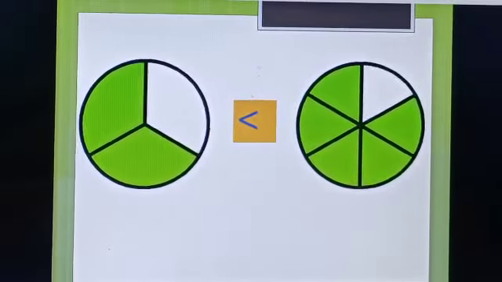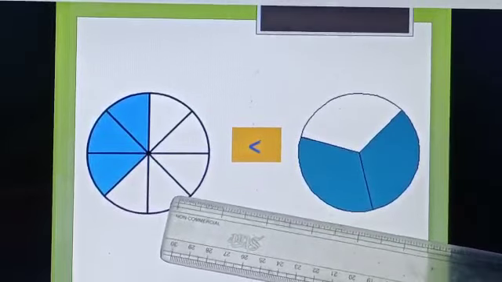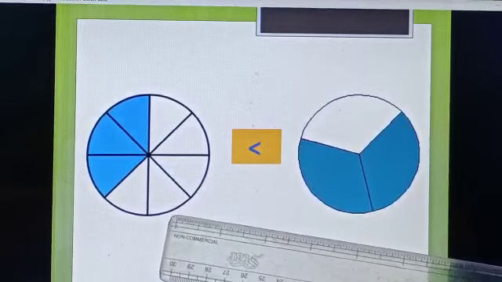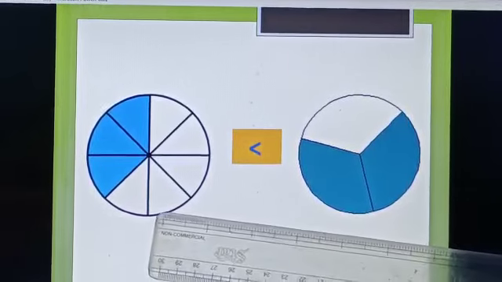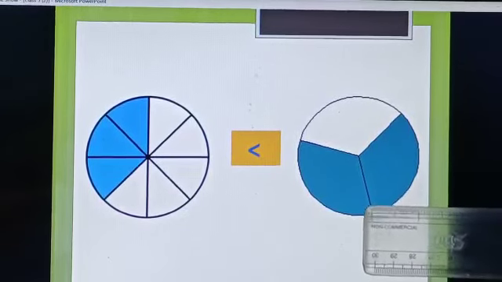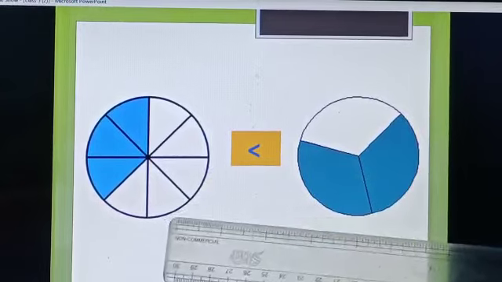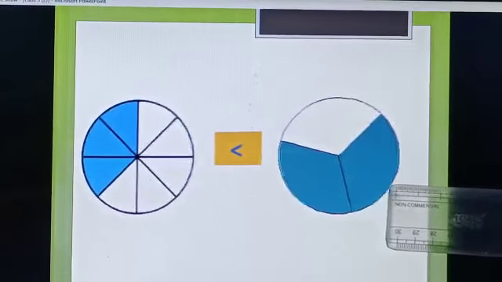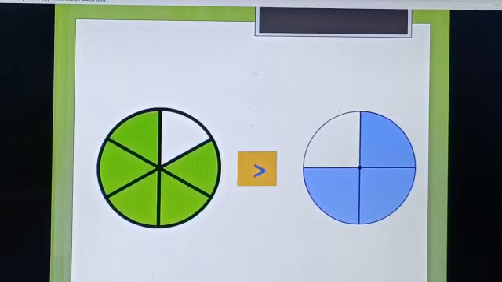Moving on to the next example. Here the fraction of shaded part shown is 3 by 8 and 2 by 3. When we compare 3 by 8 and 2 by 3, just by looking at the shaded parts, we can observe that 3 by 8 is smaller than 2 by 3. Moving on to the next example.